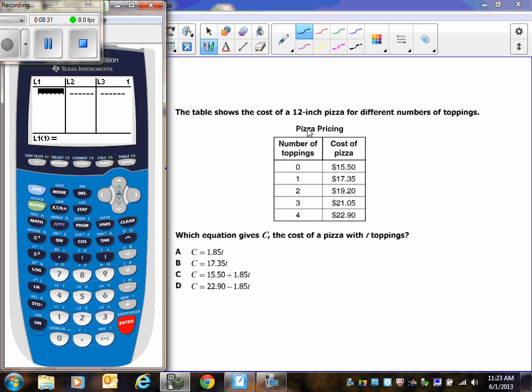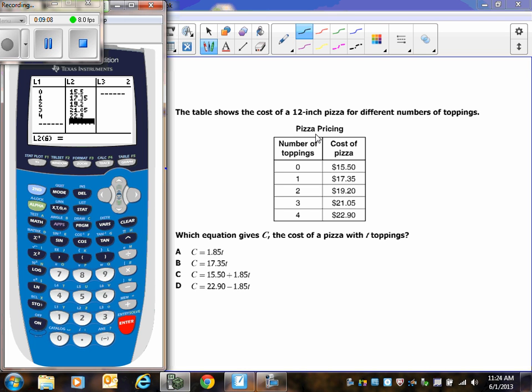Let's put our number of toppings into list 1. So we're going to type in 0, 1, 2, 3, 4. And in list 2, we have our total cost of our pie. Just typing in these values. All right, and then just verifying that I typed in my values correctly. This is an important step. It looks like it's done correctly.